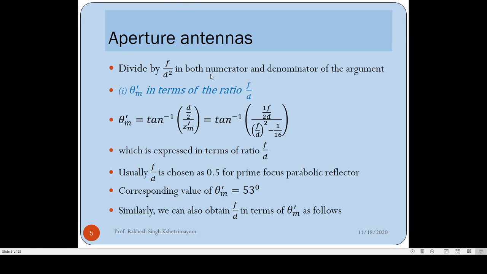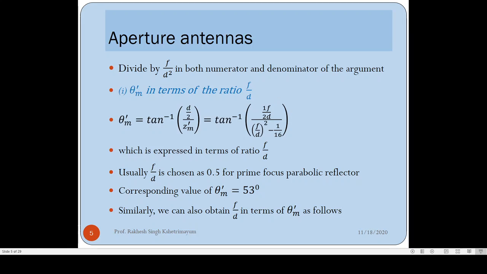And following the steps which are mentioned here, you can simply find out theta m dash is tan inverse half f by d divided by f by d whole square minus 1 by 16. So you can always find out the value of theta dash maximum, theta m dash, by using this relation once you know the value of f by d ratio.